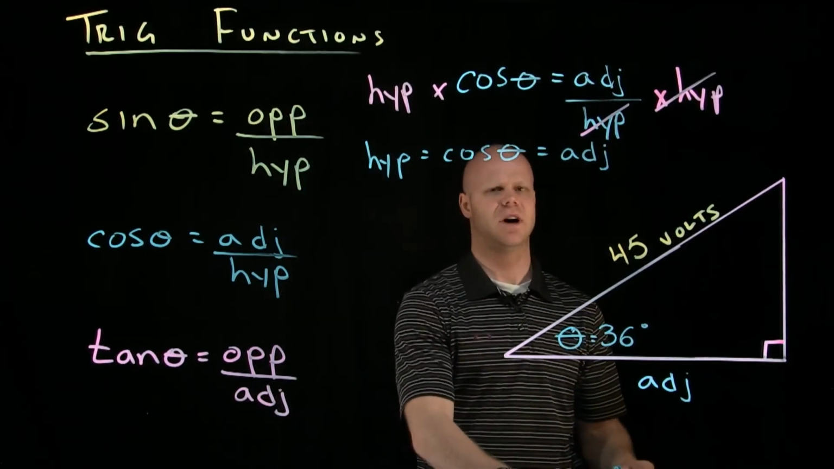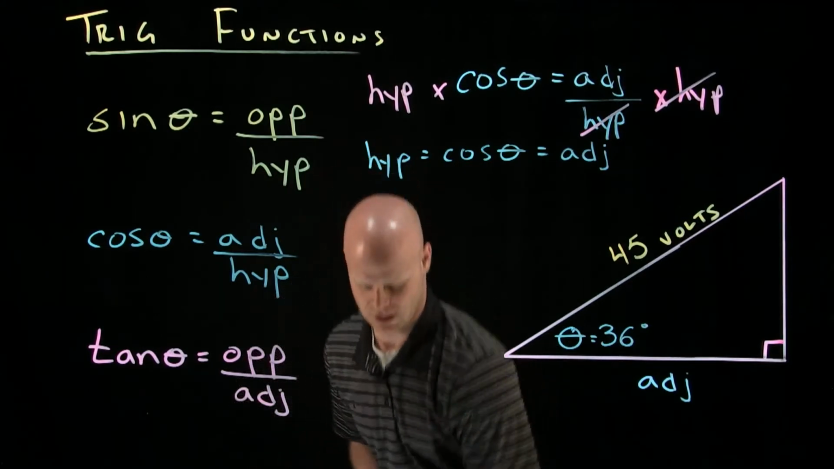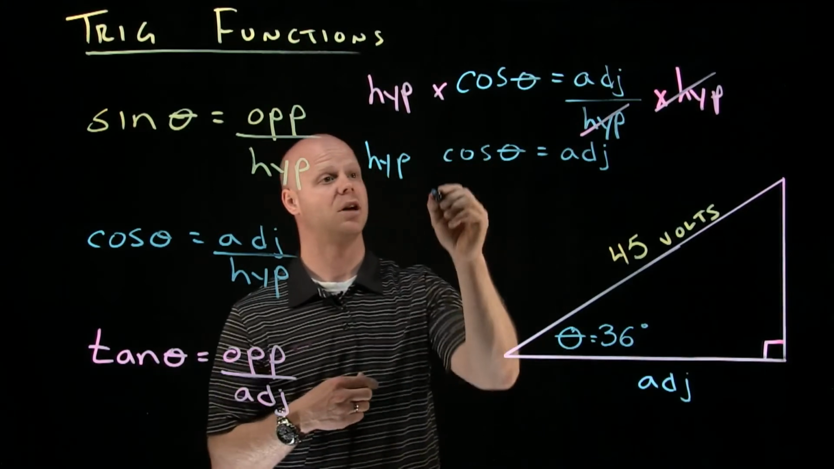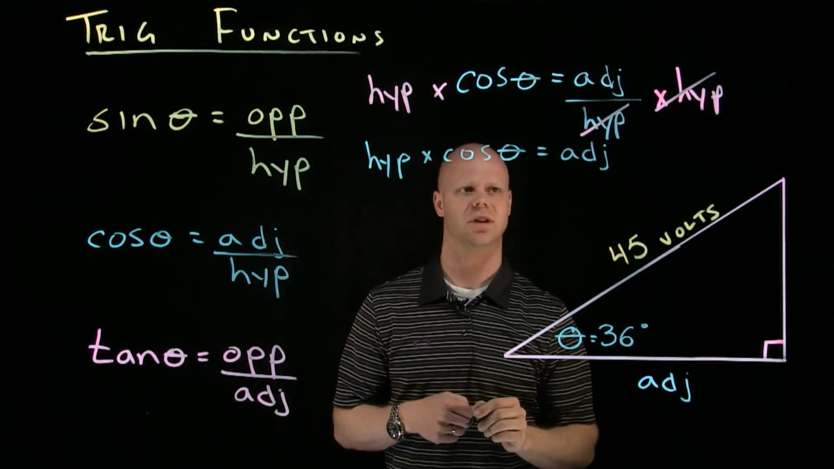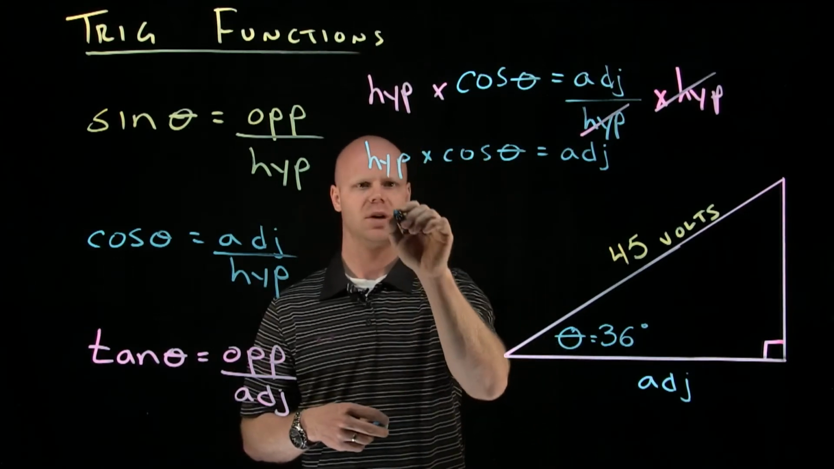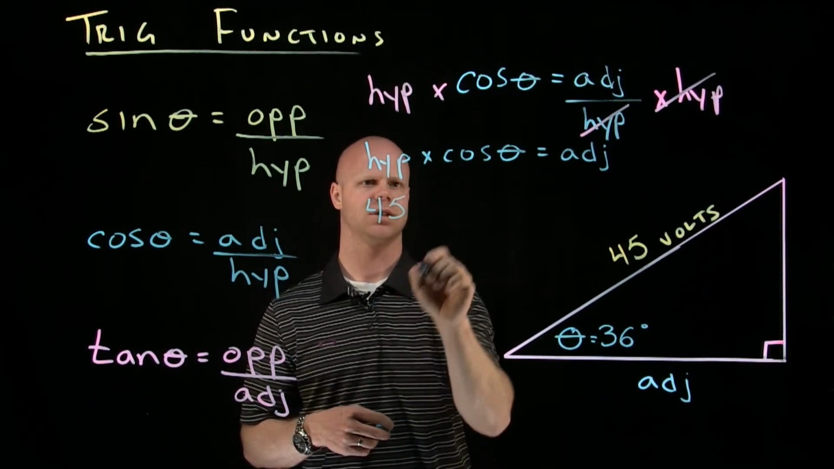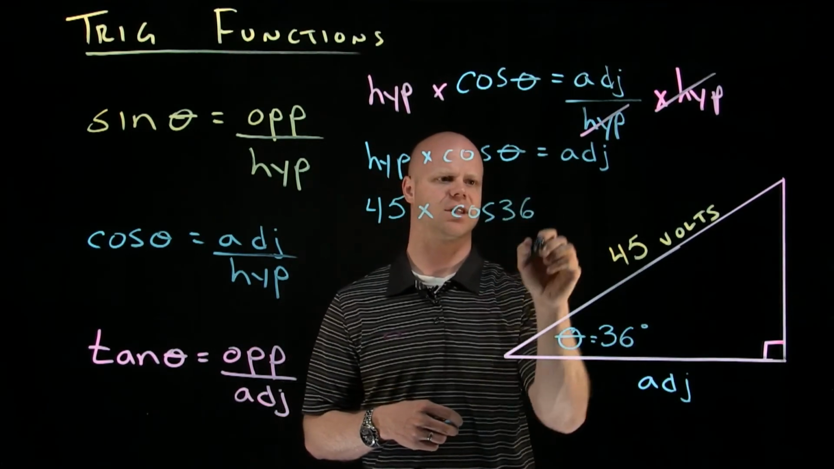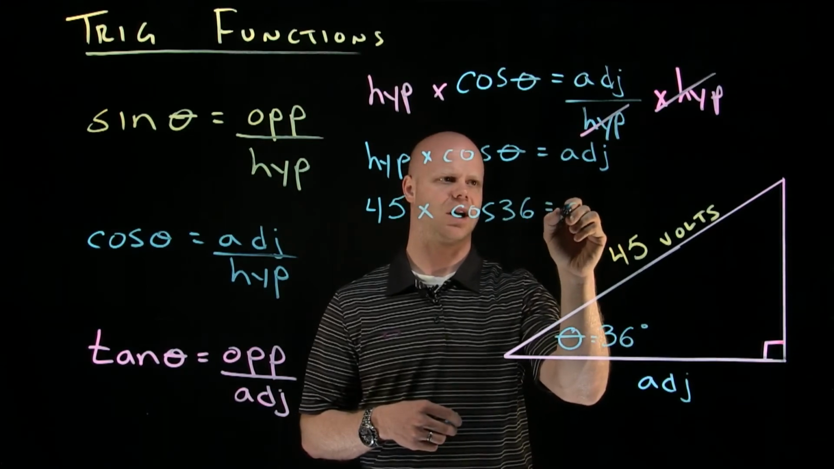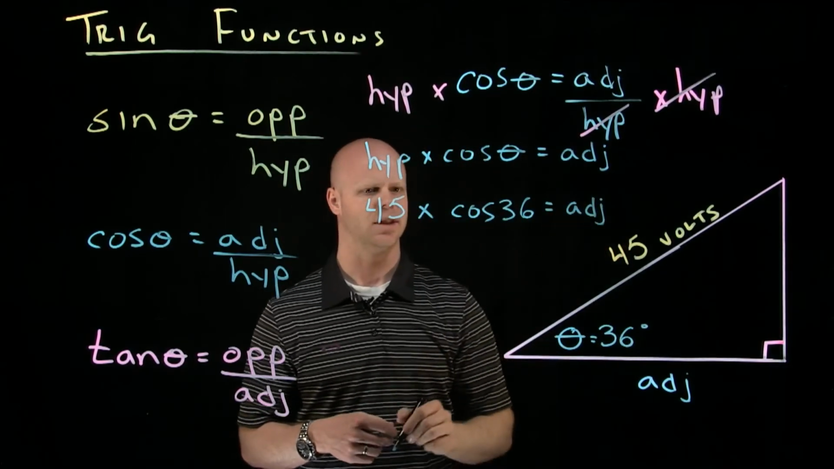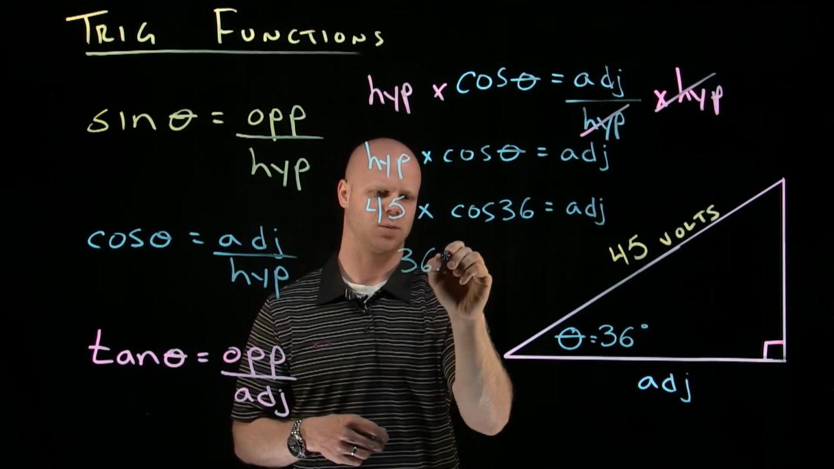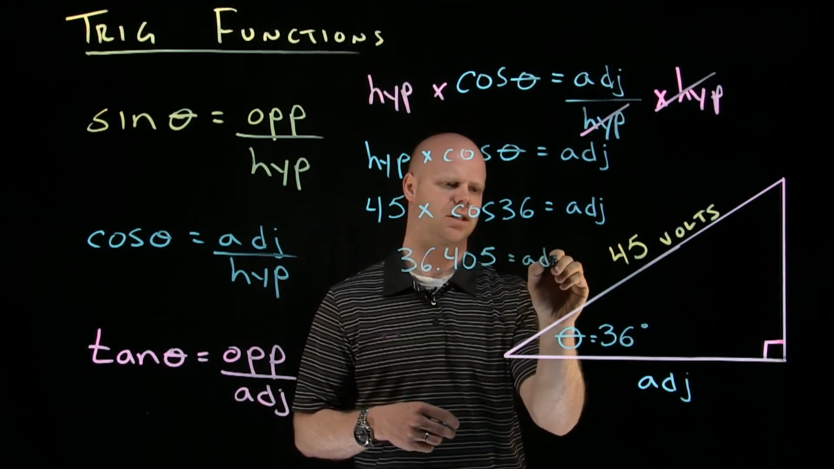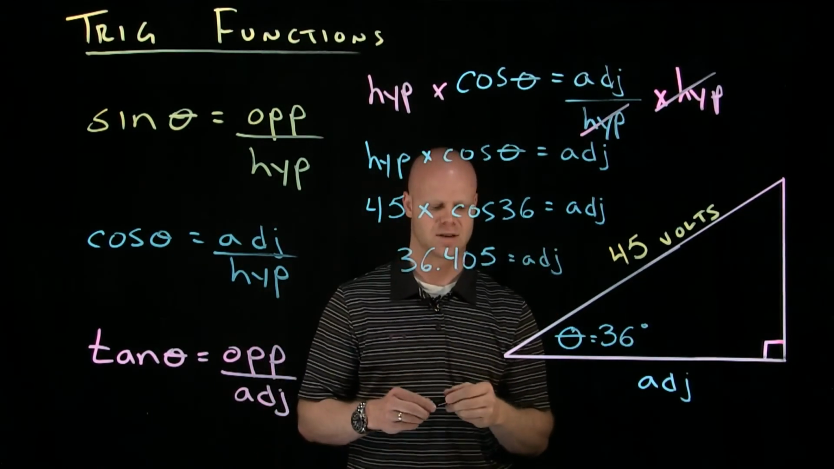So now I substitute these values, and I just wrote equals there. How about we do this correctly? We say hypotenuse times the cos of the angle is equal to the adjacent. That's my mistake. So we have 45 volts times the cosine of 36 is going to equal my adjacent. And this adjacent value should be 36.405, roughly, is going to be the magnitude of that adjacent value.